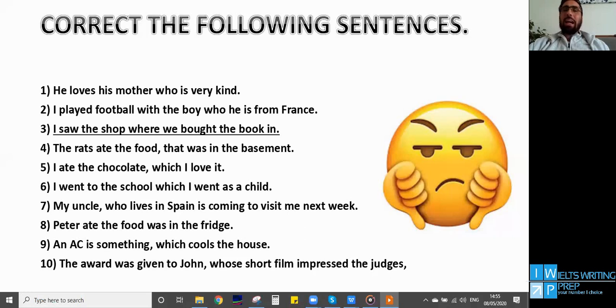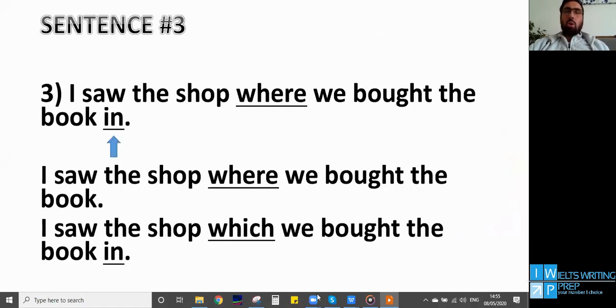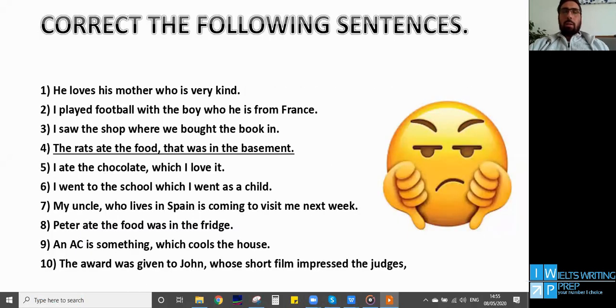Okay. Some of you said put which, and some of you put that. Yeah, that and which, they're okay. They are interchangeable. Yeah, definitely. So we could say, I saw the shop where we bought the book, and drop the in, or I saw the bookshop which we bought the book in. Very good. Okay. Number four, the rats ate the food, comma, that was in the basement.